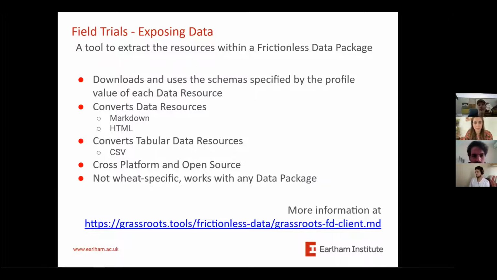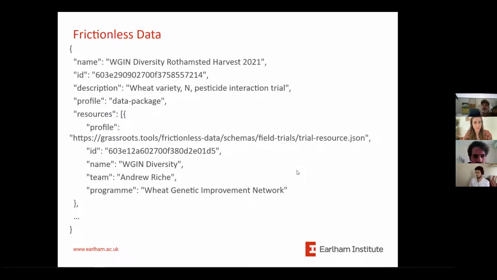And another thing about this is that it's not wheat specific. There's nothing in the code that says if not wheat, exit or anything like that. It's completely generic. So the idea being, I've got a little snippet of one of the data packages that we've done for one of the field trials here. It's got the general data package description, and then it starts a list of resources. I'll just focus on the first one.